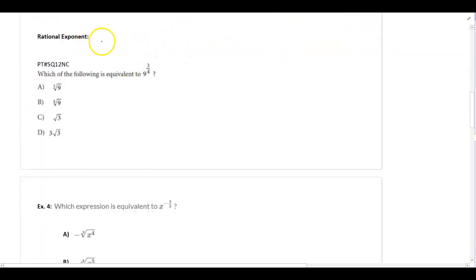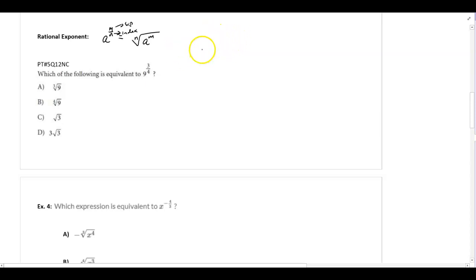So next one, rational exponents. A couple of things you have to know here. One, if I have a to the m over n, so if I have a fractional exponent, I could rewrite this as a radical with the nth root of a to the m. So this becomes your index. This is your exponent on the inside.